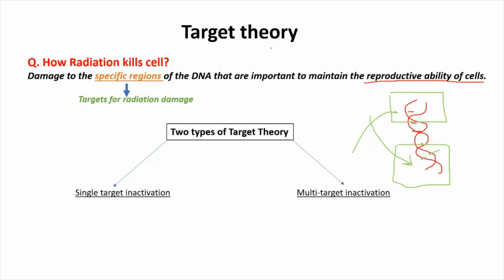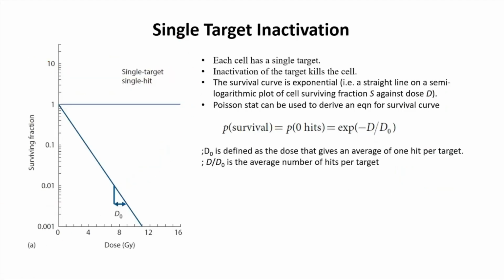So radiation kills cells by targeting or damaging some specific regions which are the target for radiation damage. Based on the target theory, we have devised two different types of target theory: single target inactivation or multi-target inactivation. What basically happens in the case of single target inactivation? In this case, each cell has a single target, and if you inactivate that target, it leads to the killing of the cell. And this survival curve over here is a straight line on a semi-logarithmic plot of cell surviving fraction S against dose D.